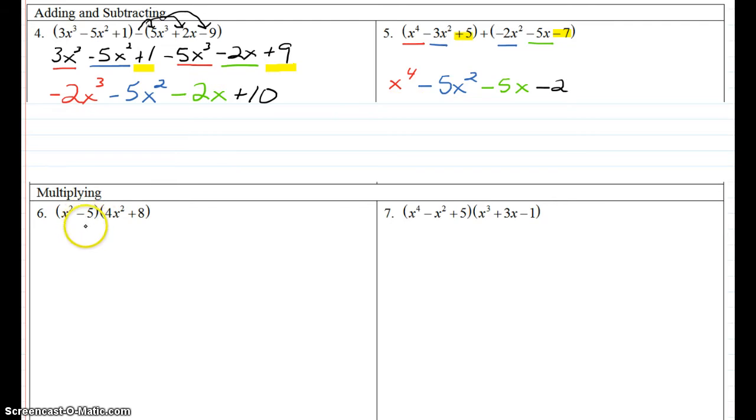Alright, so now when we multiply, you have two ways you could do this. You could just distribute, or you could set up the box method and multiply.